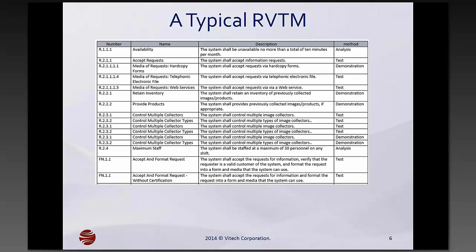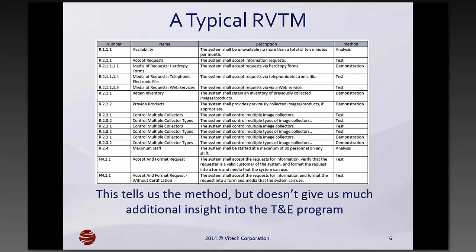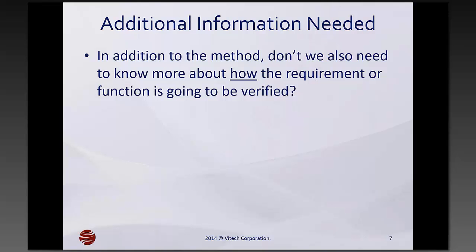But while this is normally in a performance spec, it really doesn't tell us much about the details behind how we're going to do test and evaluation. It says we have a method, and assuming we have a description of what analysis means to us on our project, and we know what testing means on our project, it really doesn't give us much insight into the specific details of how we're actually going to do our testing and evaluation. And so what we really want to know is more.